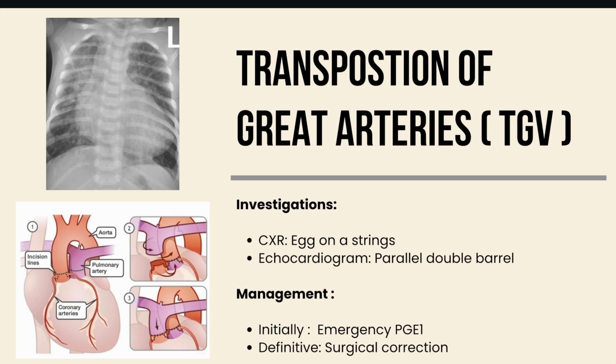Then this baby should undergo a definitive surgical correction, in which we're just going to switch the places of the arteries and return them back to normal, by which the aorta goes with the left ventricle and the pulmonary artery goes with the right ventricle.